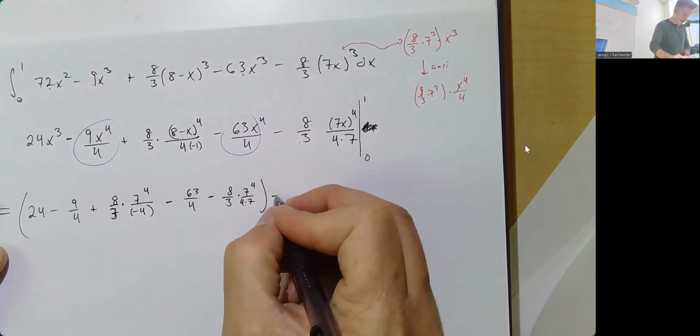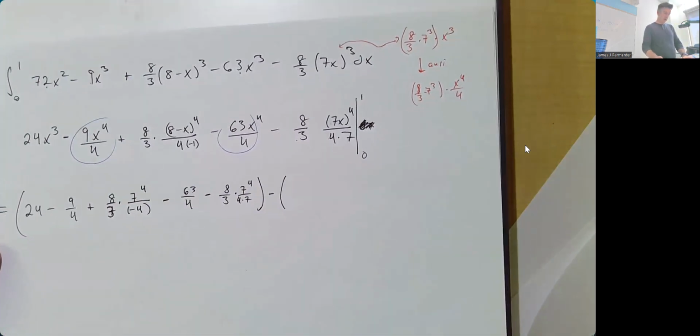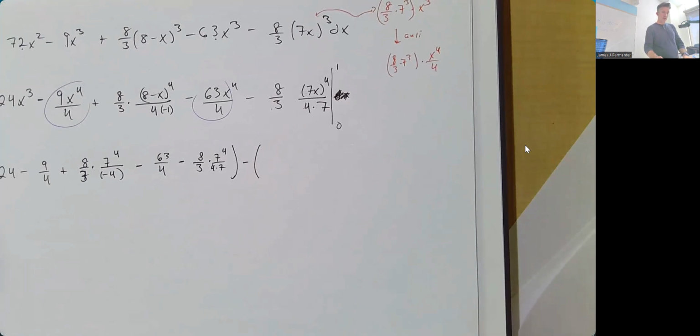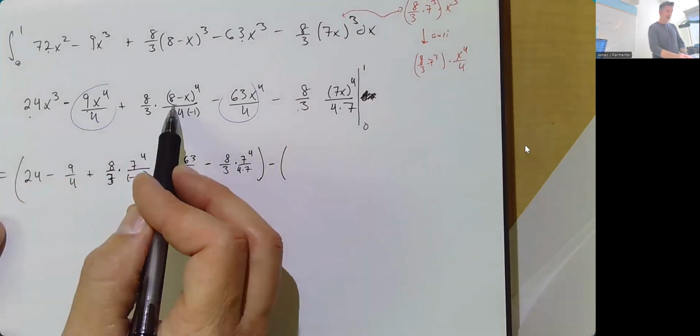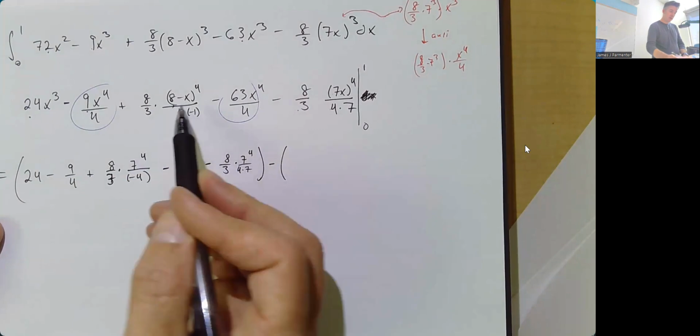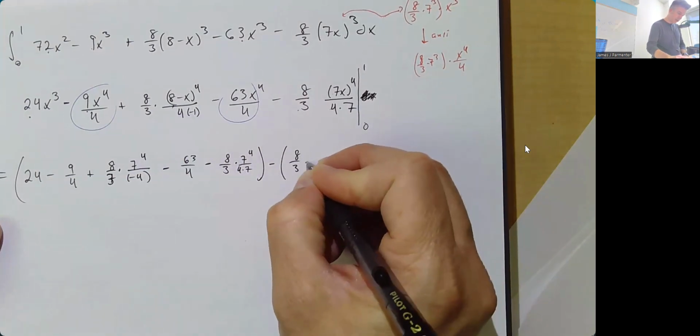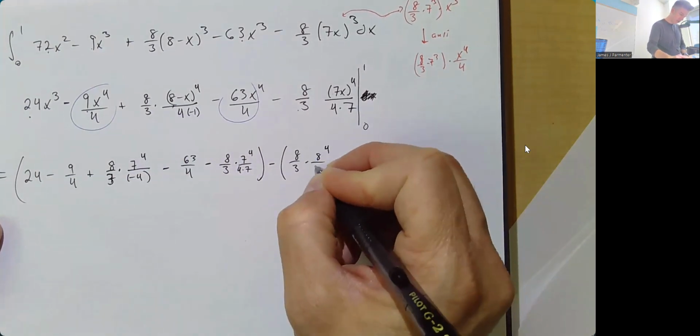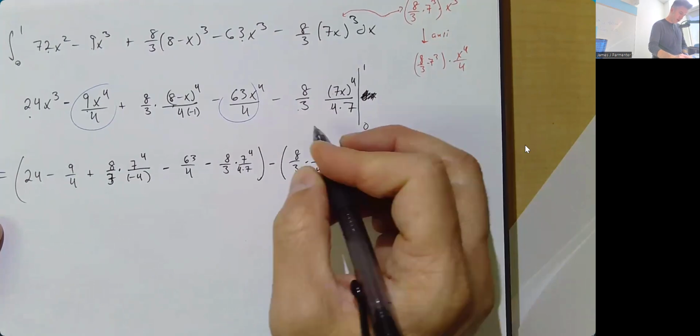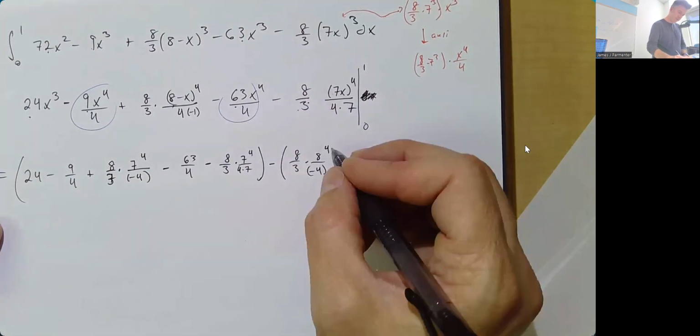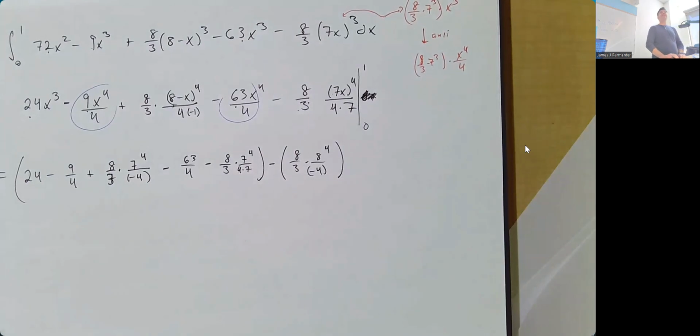And this is one of those problems where you do have to be careful when you plug in 0. Most of the things when I plug in 0, I'm going to get 0: 0, 0, not 0. I'm going to get 8/3 times 8 to the 4th over negative 4. Then 0, 0. So there is one thing that isn't 0 there that you have to look out for.